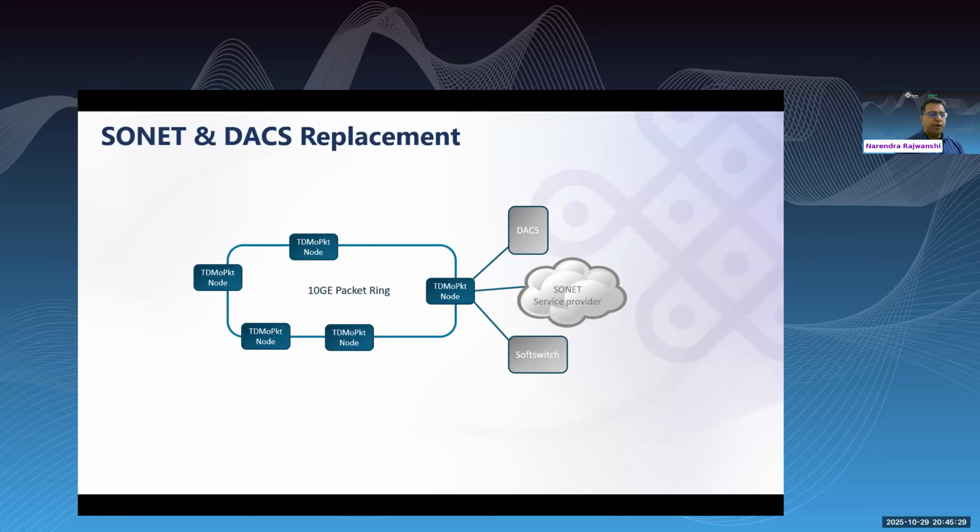Now this becomes like a Metro Ethernet network, which is able to carry TDM also on it through the circuit emulation technology. So you can carry all your legacy TDM services from the network in the ring up to your central office. And also at the central office, the DAX can also be replaced by adding some more nodes at the central office. So this is one of the typical applications to replace the SONET and the DAX legacy systems from the network.